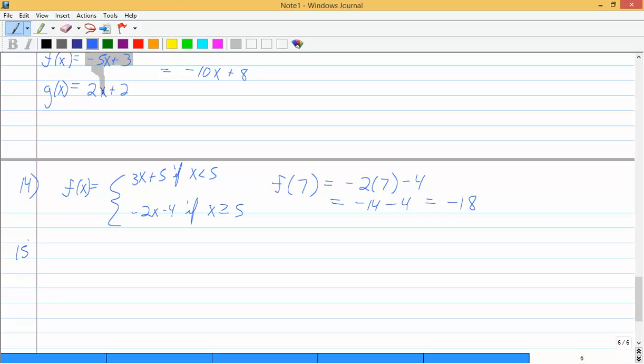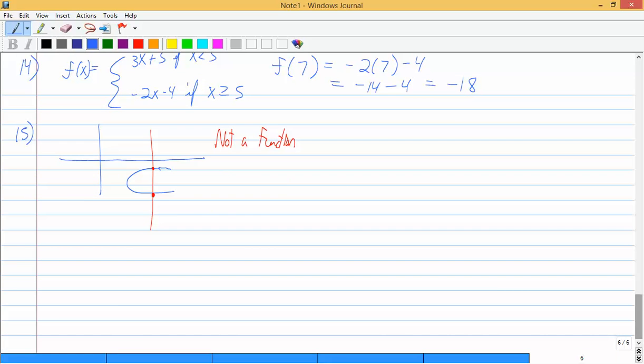Alright, number 15. Use the vertical line test to determine whether y is a function of x. So, is this a function is basically what it says. The vertical line test says if you can draw a vertical line and it touches the graph more than once, it's not a function. So that's not a function. Right. Number 16 says graph the function.